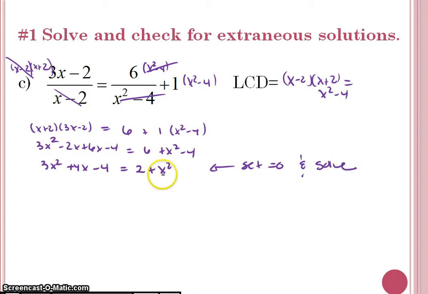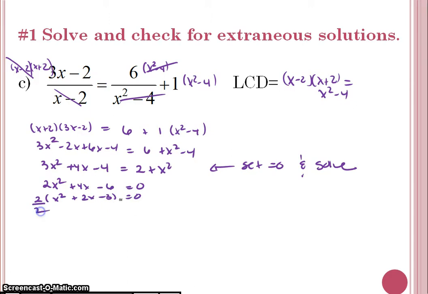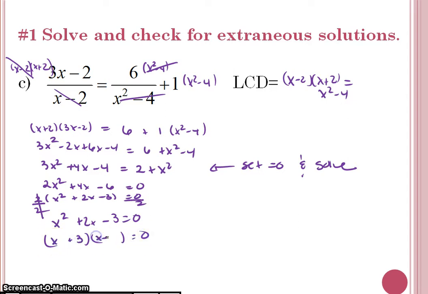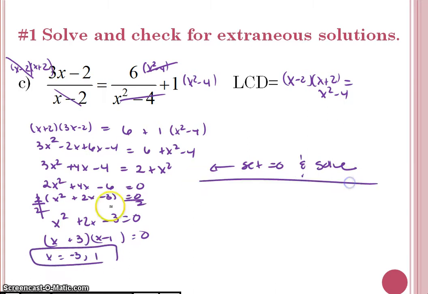So we solve how we solve all the other quadratics, so subtract x squared over plus 4x. I'm going to subtract 2, so I get negative 6 equals 0. See, they all have a 2, so I'm going to factor out a 2. Then I can divide both sides by 2. And I have x squared plus 2x minus 3 equals 0, and this can factor. I know it's x plus 3, x minus 1. So x is negative 3 and positive 1 are my two solutions, and I do need to check both of them.